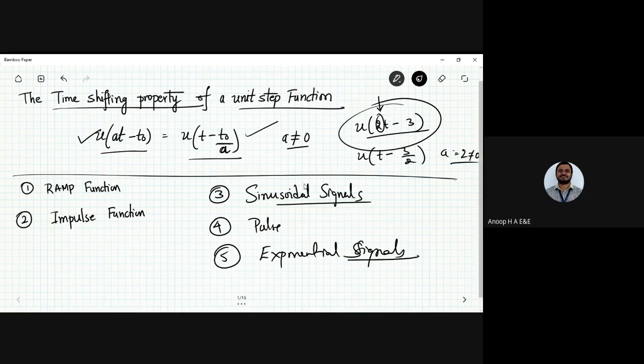Or for example, you will also have the reflection property. If you want to utilize that reflection property, you can also use it for a unit step function. So this unit step function, as I already told you, can anyone define unit step function?